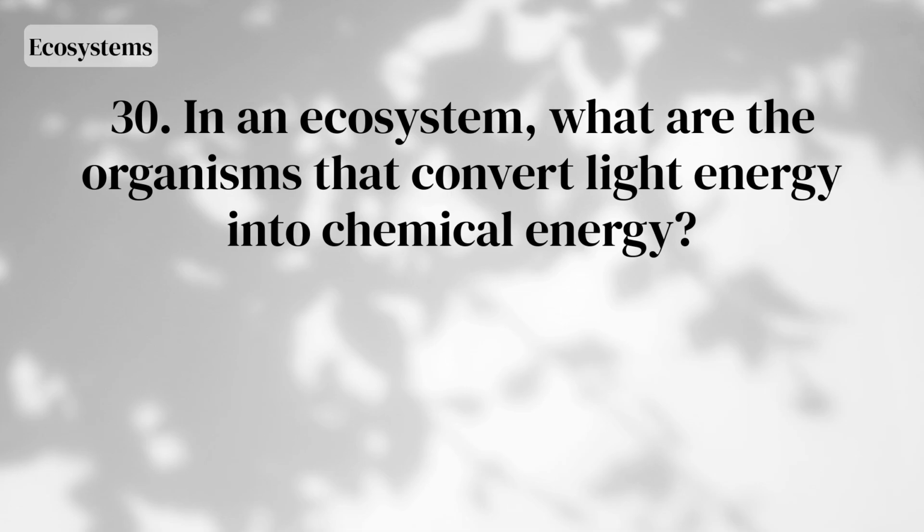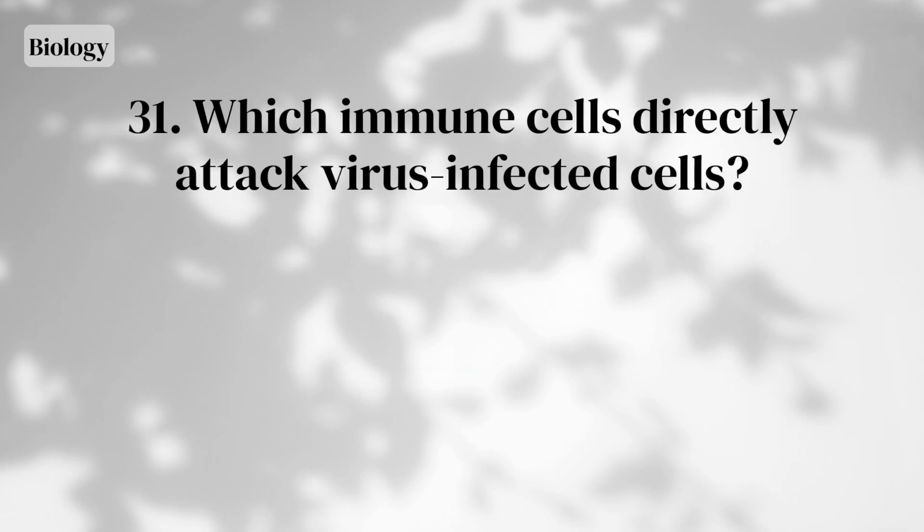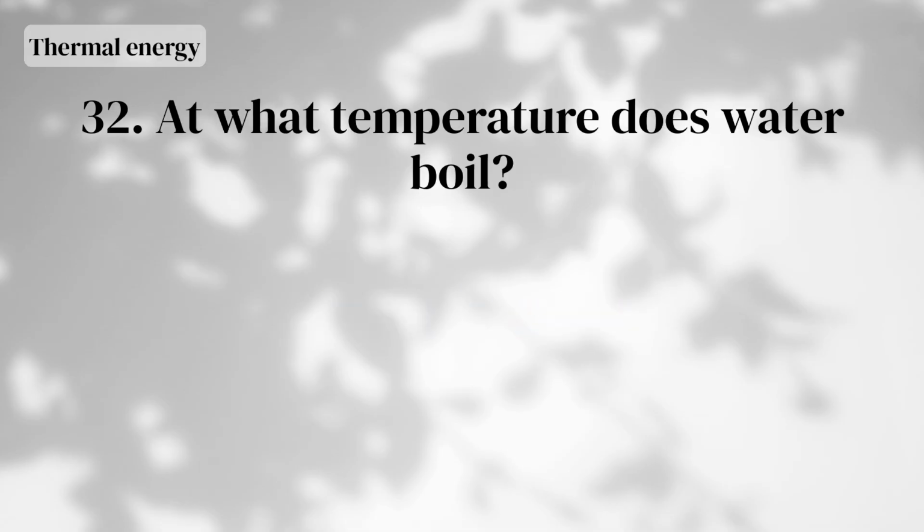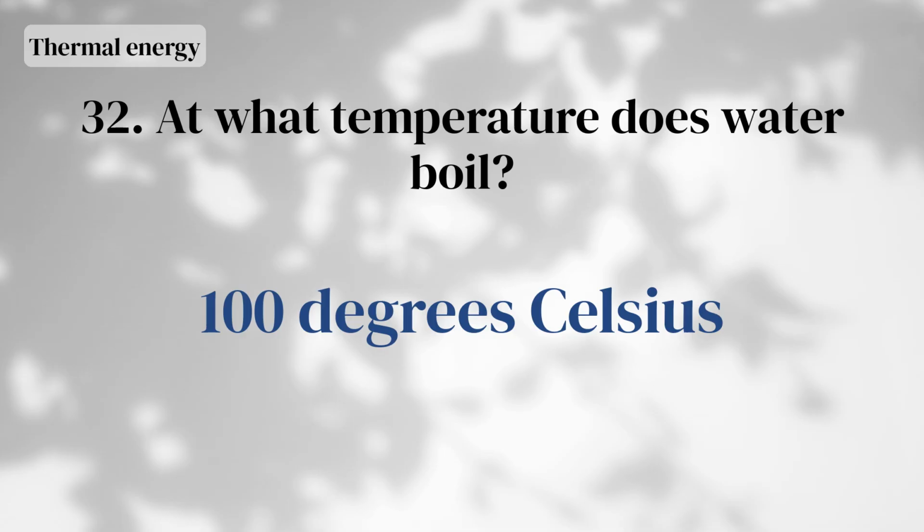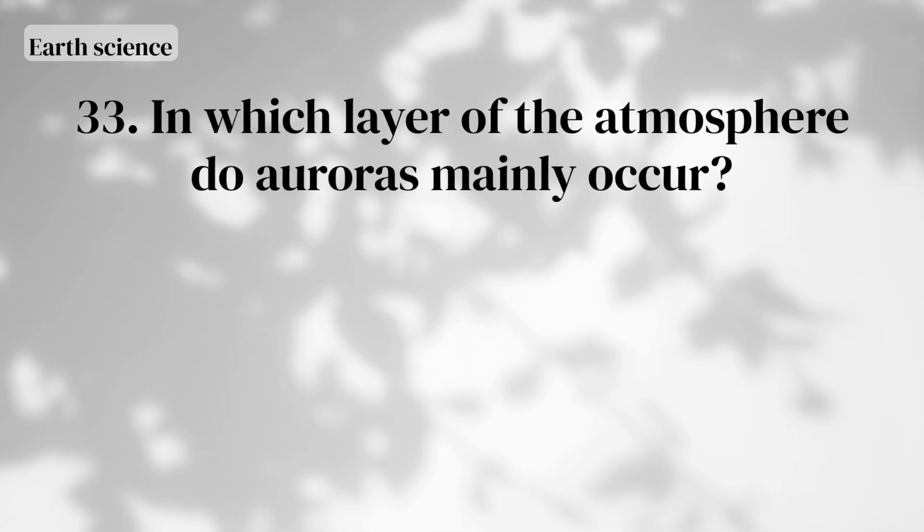Waves. In an ecosystem, what are the organisms that convert light energy into chemical energy? Producers. Which immune cells directly attack virus-infected cells? Killer T cells. At what temperature does water boil? 100°C. In which layer of the atmosphere do auroras mainly occur?